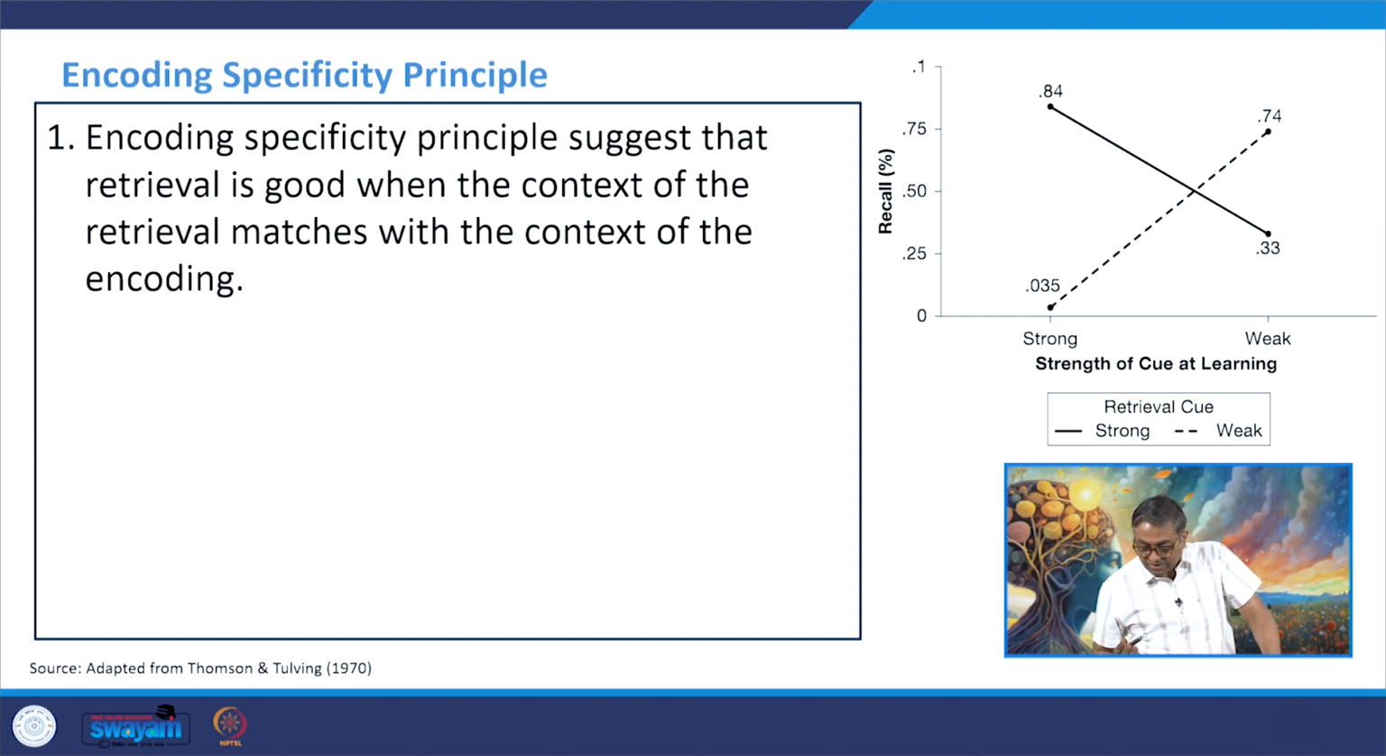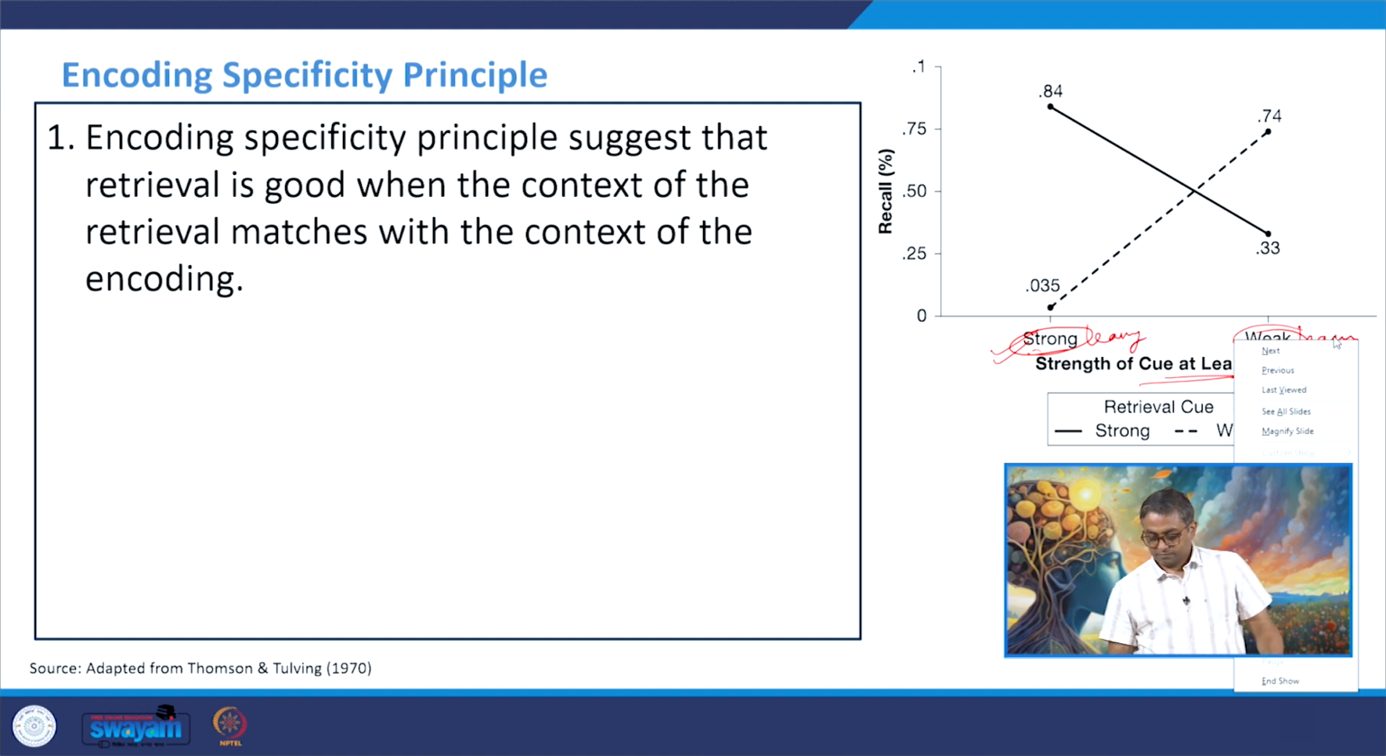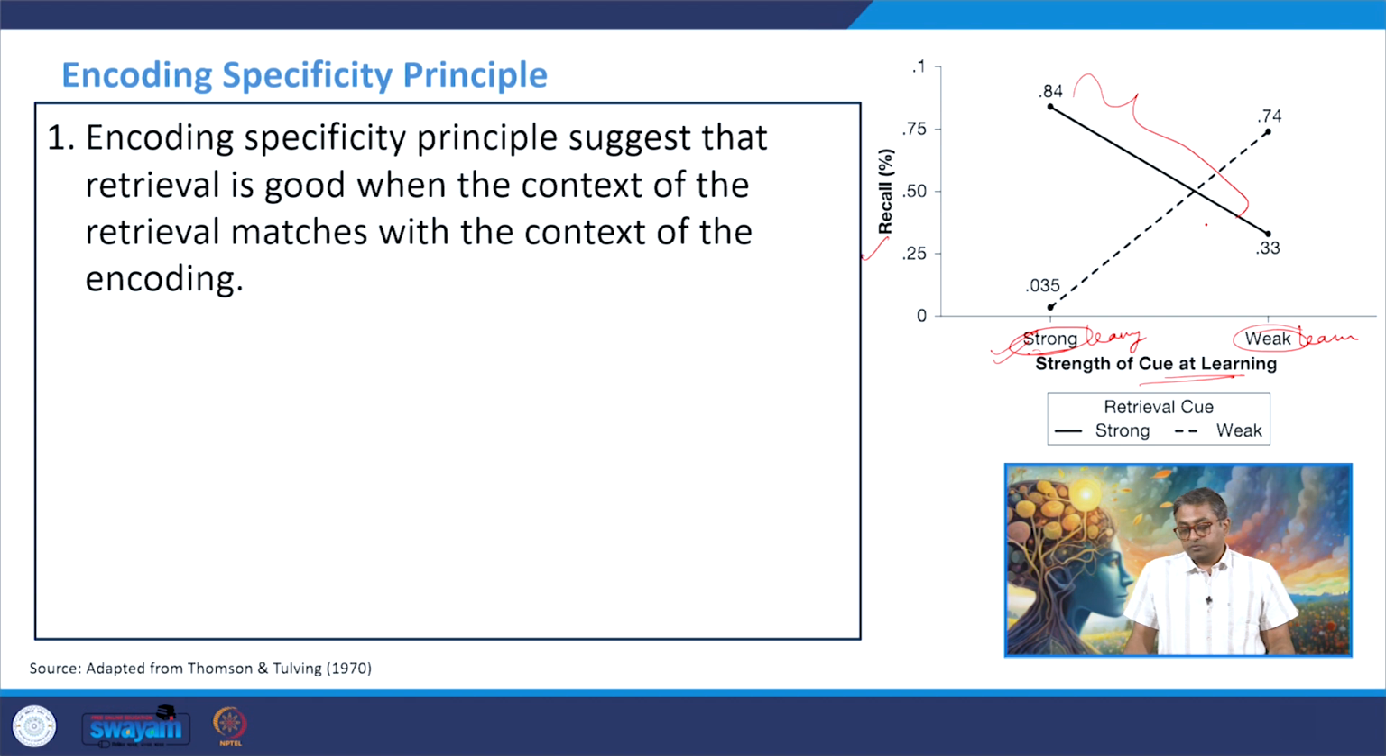So what you see on your screen is the strength of cue at learning. Strong cue, weak cue. So strong learning and weak learning. Okay, this is the percentage recall on your y axis, and this solid bar is indicating strong cue. So when strong learning and strong cue are there, recall is okay.